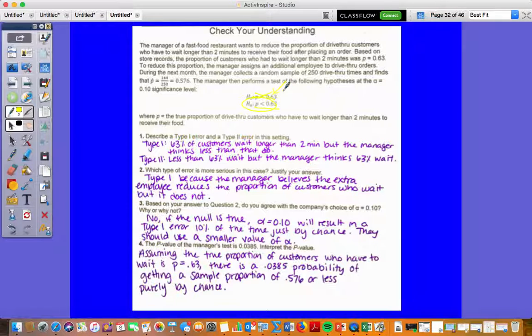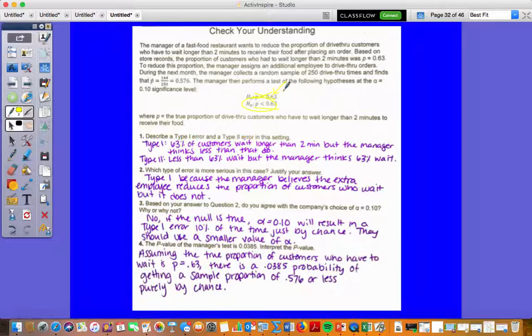We wrote this down to the right? Type 1 error is the one that's there, right? Reject the H0. Based on your question, do you agree with the company's choice of 0.10? Yes. So we failed to reject the H0. We're talking about saying we failed to reject 0.63 of who has to wait long.